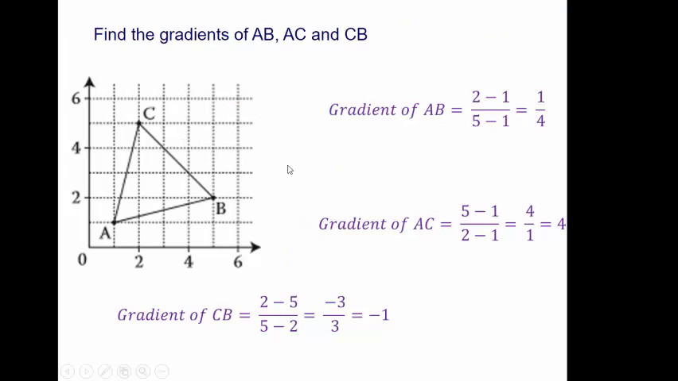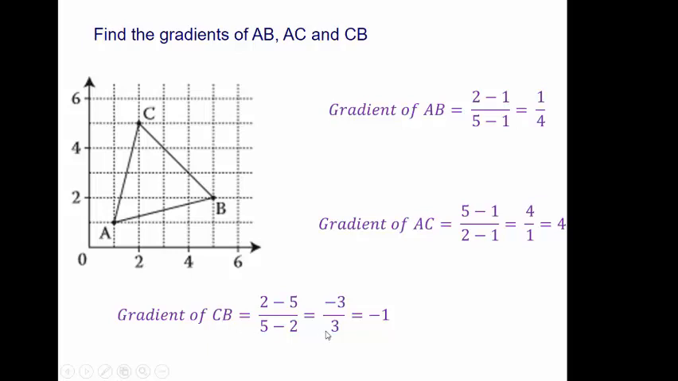So we probably don't need to go through these, but some little extra practice here. What's the gradient of a to b? Well, the change in y is 1 over the change in x, which is 4. So the gradient is 1/4. It's a shallow gradient, so it's less than 1. Gradient of a to c, the change in y value is 4 over the change in x value, which is 1. So much deeper, gradient of 4.